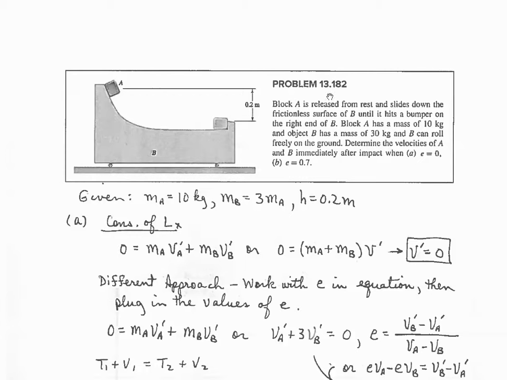Problem 13.182 involves block A that's released from rest and slides down this frictionless surface of B until it hits a bumper on the right-hand side. Block A has a mass of 10 kilograms and B has 30 kilograms. And B can roll freely on the ground.